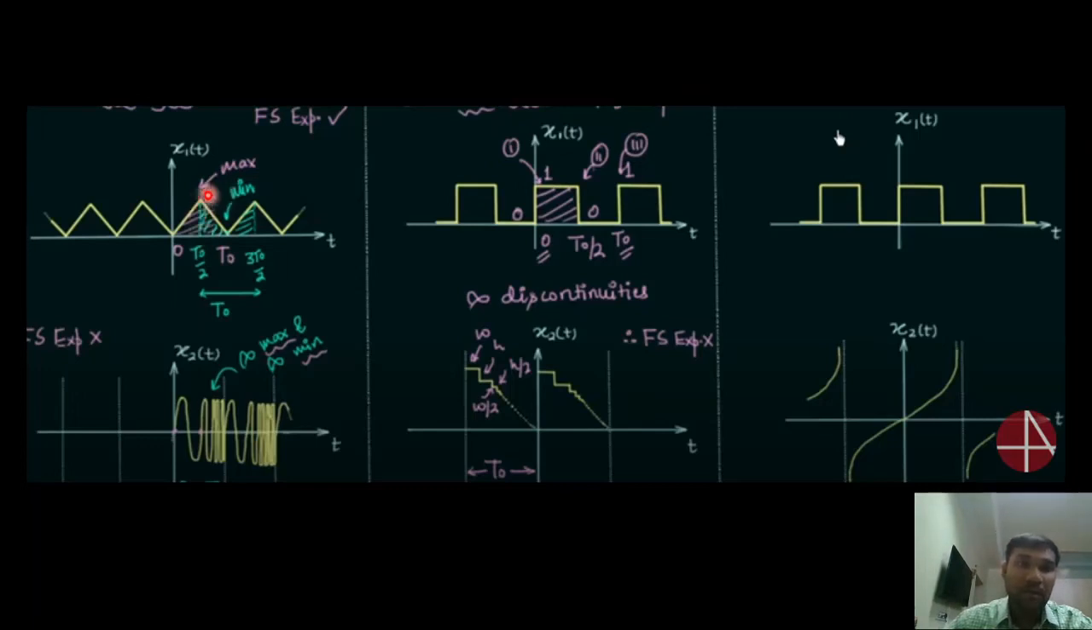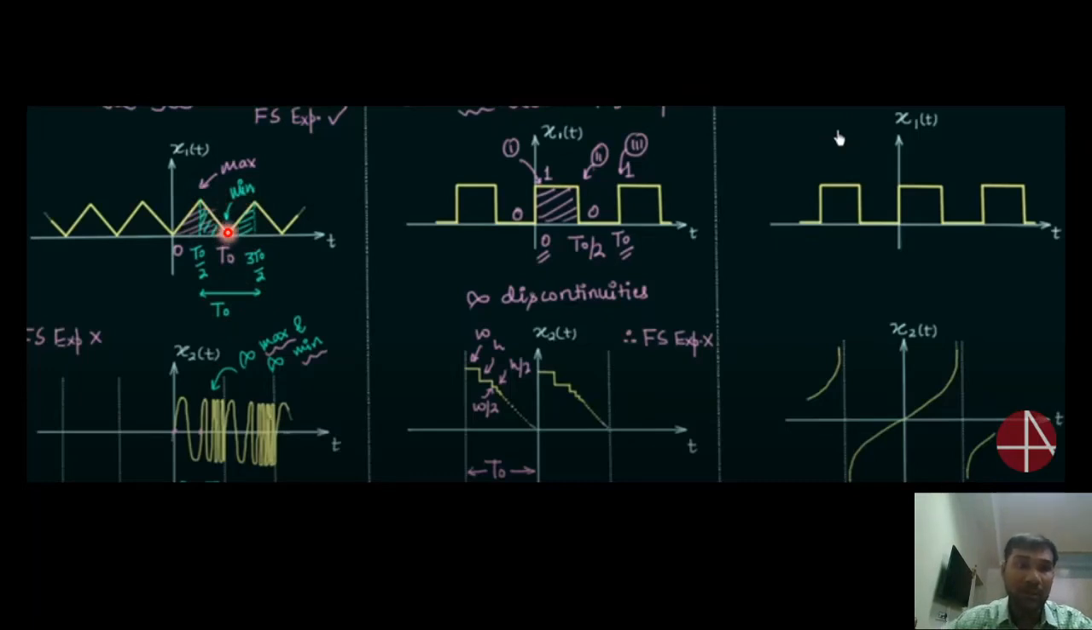Then I also have to make sure that there is only a finite number of minima. To find the number of minima in one time period, I am considering this interval from this point to this point. This is also one time period, from T0 by 2 to 3 T0 by 2. Again, the difference is T0 only. In this time interval, there is only one minima.